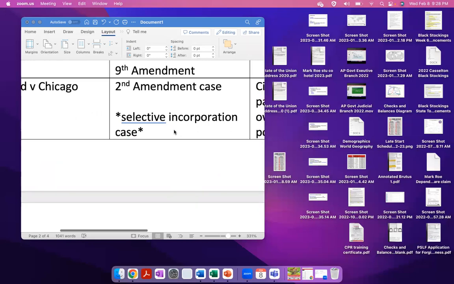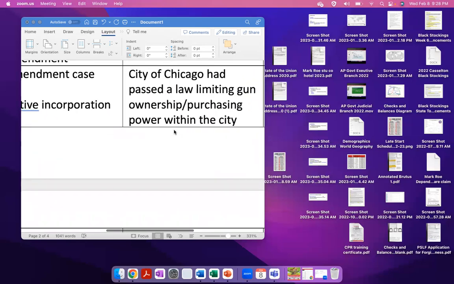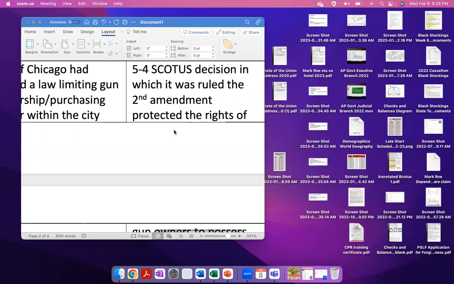Again, the city of Chicago had some of the toughest gun ownership laws in the country, specifically with handguns. And Mr. McDonald's going to challenge that. Supreme Court 5-4 decision rules in favor of McDonald. If you were to see this one, say in the Supreme Court FRQ, does anybody remember the case that they might try to compare this to?